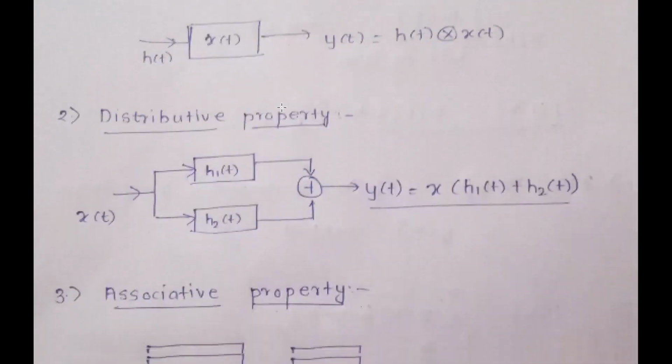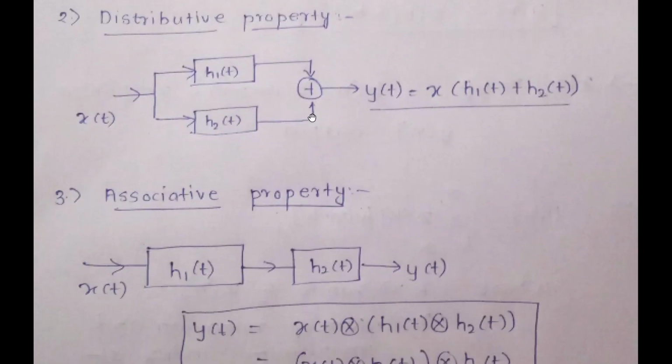The distributive property says my y of t will be equal to x of t convolved with h1 of t plus h2 of t. Your convolution sign should be coming; it is missing over here.